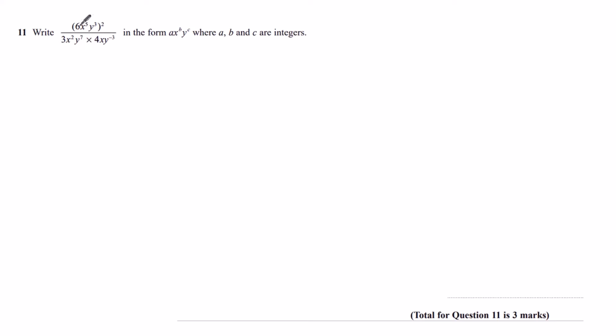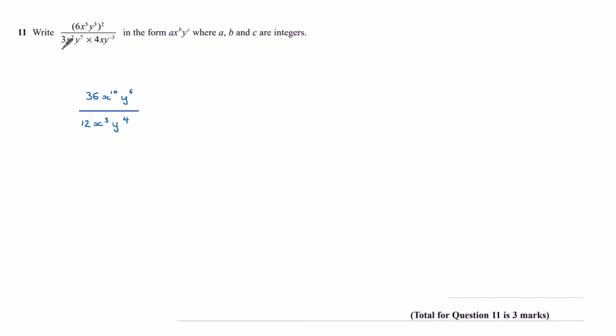Let's look at the numerator. So everything inside this bracket is being squared. And so when we have a number, the number 6 is simply going to be squared itself, so that will be 36. When we have something to the power raised to another power, we multiply those numbers together. So this will be x to the power 10, and this will be y to the power 6. And so on the numerator, we've got 36 x to the power 10, y to the power 6.